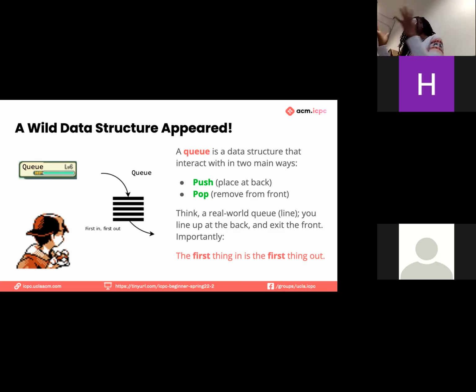A queue is a data structure that you can interact with in two main ways. You put something in it, placing it at the back of the queue, and then you pop it, which removes it from the front of the queue. A real world example of this is, of course, the line. The important thing to know is that the first thing that you put in is also the first thing that you take out. If you're the first person in line, you'll be the first person seen. If you're the last person in line, well, you have to wait. Does this make sense? Cool, okay, yay.